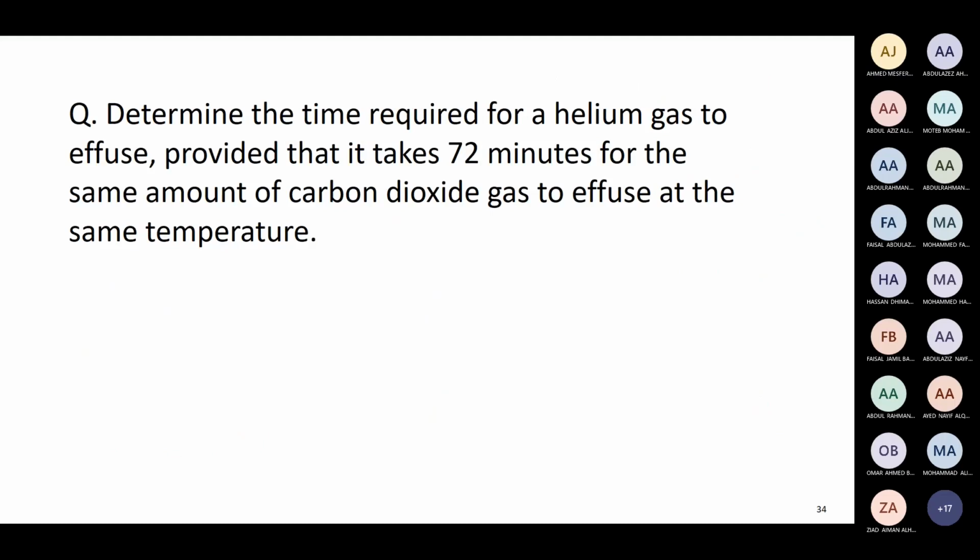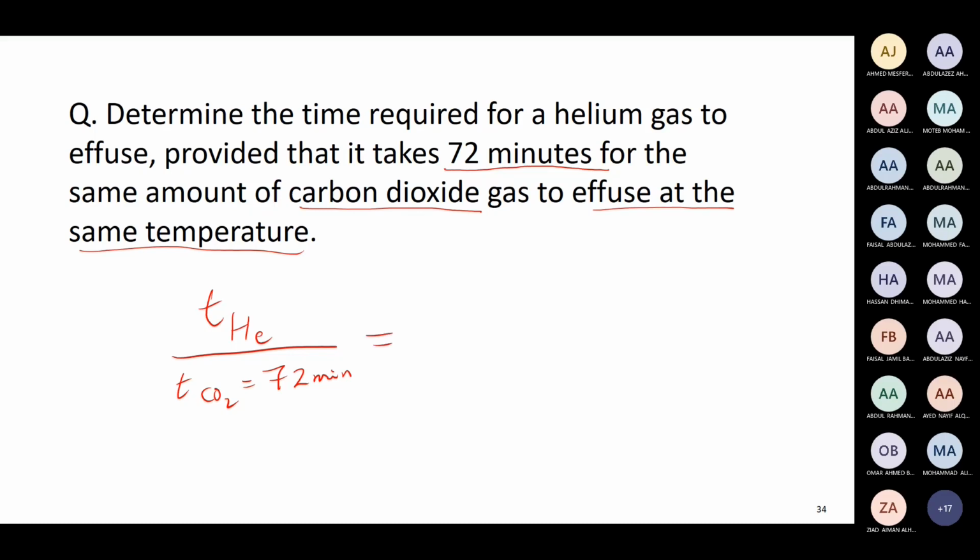Clear. So let's solve this one. Now, determine the time required for helium gas to diffuse, provided that it takes 72 minutes for the same amount of carbon dioxide to diffuse at the same temperature. So now the time of helium I don't know, but I know the time of CO2, which is equal to 72 minutes. What's the time for helium for the same amount of gas? Which equation should I use?